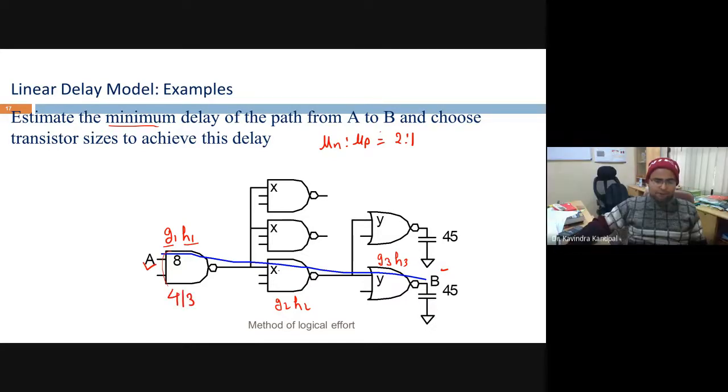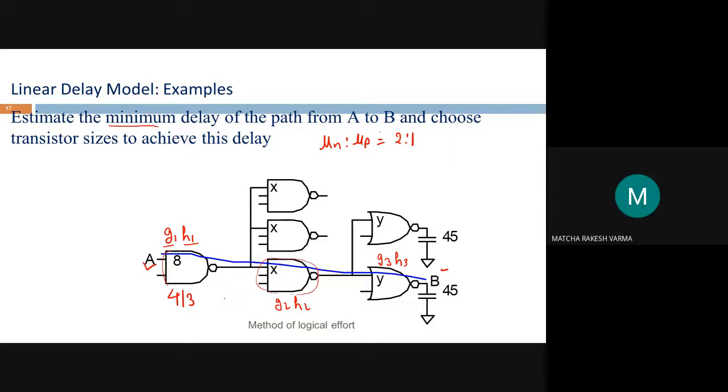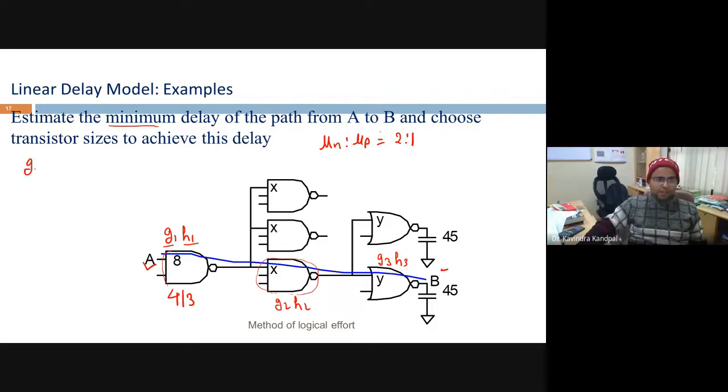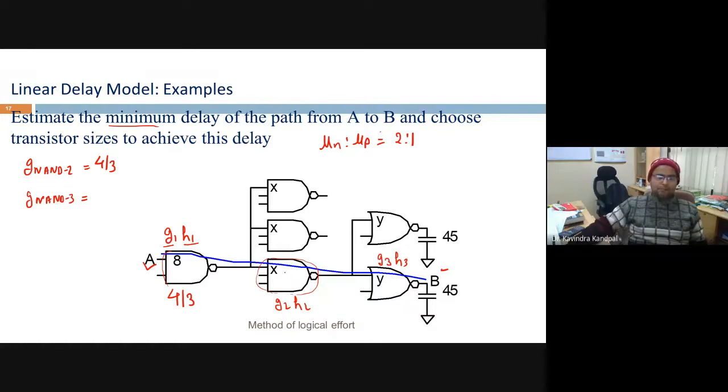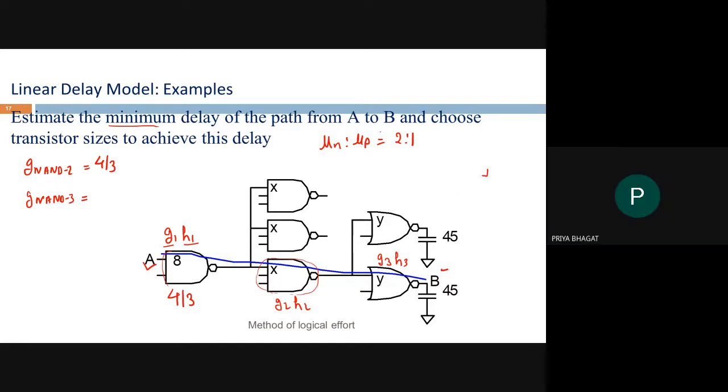What is the logical effort of 3 input NAND? G NAND 2 you are saying is 4 by 3. G NAND 3 is 5 by 3. I need one answer from the class now. What is the logical effort of this 3 input NAND gate? 5 by 3. Very simple.